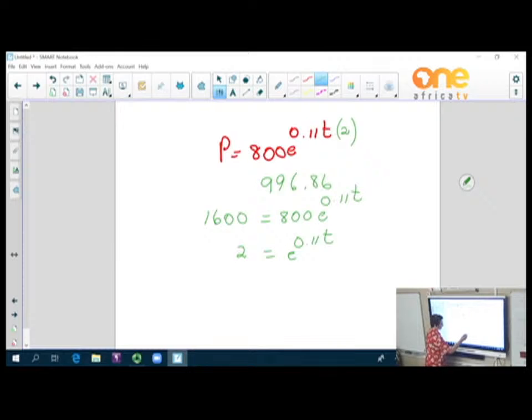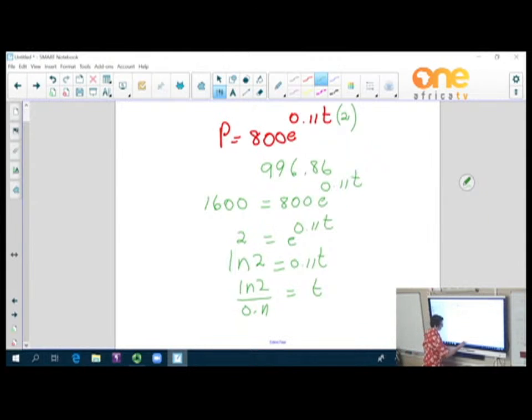To get rid of e, we will say 0.11t is equal to ln 2. And then finally, time is equal to ln 2 divided by 0.11. And if you press your calculator there, I got time is 6.3. That's just an example now where we work with e and ln. It works exactly the same.